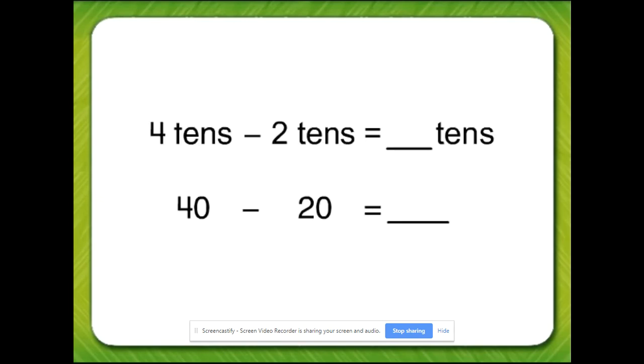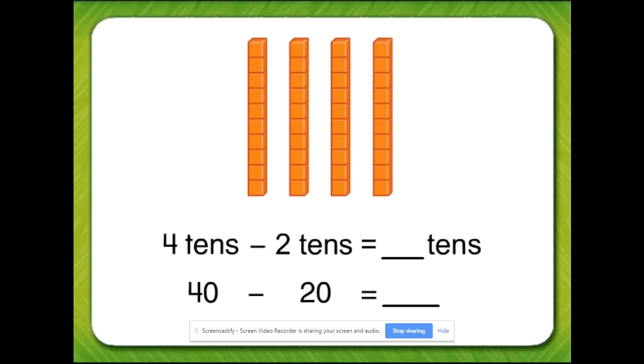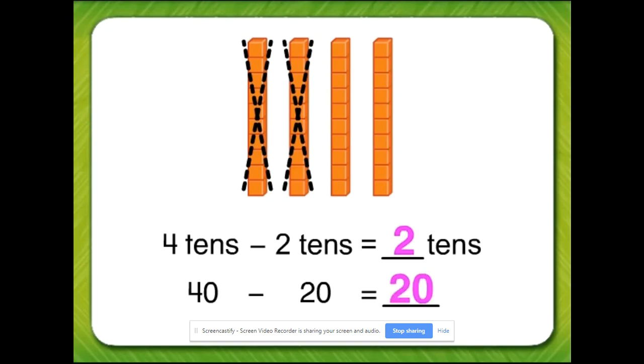Now let's try this problem. Use 4 10 rods to show 40. To subtract 20, cross out 2 10 rods. That leaves 2 10 rods. 4 tens minus 2 tens equals 2 tens. 2 tens is 20, so 40 minus 20 is 20.